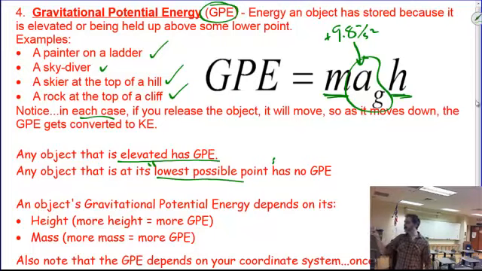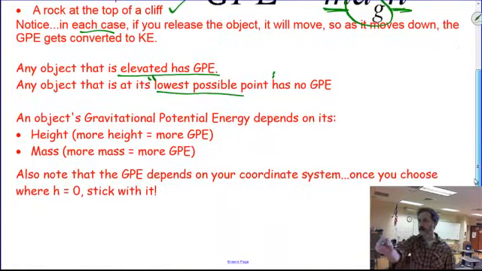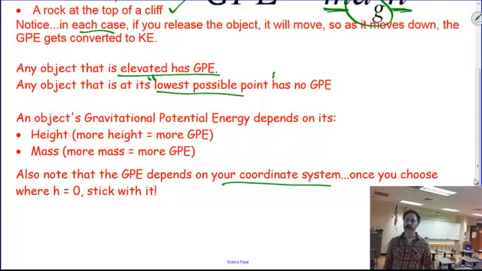And there's a little note about this down here. So the gravitational potential energy depends on the height and the mass. And the GPE depends on your coordinate system, in other words, where you choose your h equals 0 to be. So my recommendation is this: choose the lowest possible point in your problem to be a height of 0.